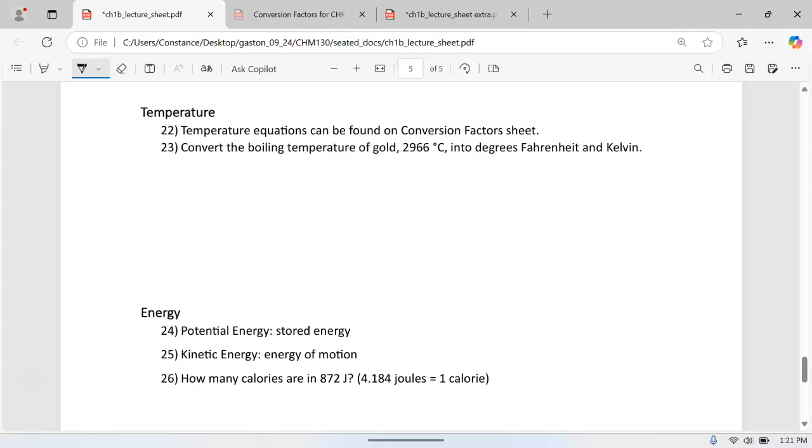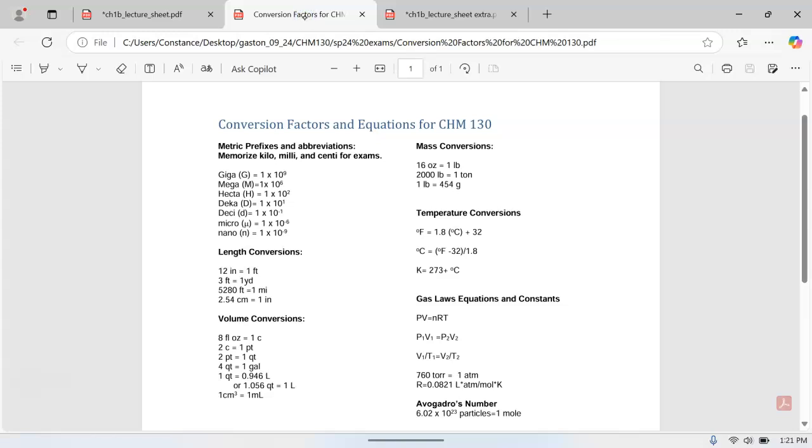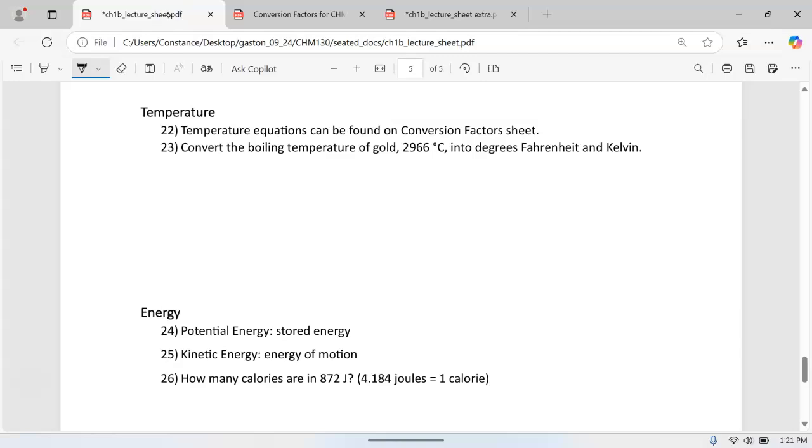So temperature: all of the equations that we use for this section can be found in your conversion factor sheet. You'll find them all here. Most of them will be simply plug and chug into the equations. The only time that you might have to solve an equation is with Kelvin to Celsius. Just remember that degrees Celsius is equal to the temperature that you have in Kelvin minus 273.